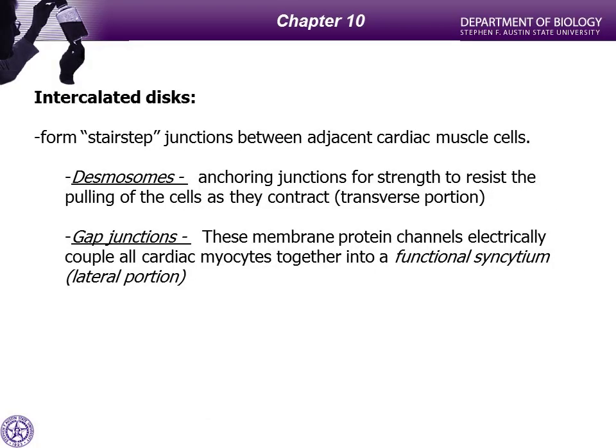So when we look at that intercalated disc, much like a staircase, we have a part that comes up and a part that goes across, the rise and the run of those stairs. Well, when we look at the rise or the transverse portion of that intercalated disc, we have these junctional complexes called desmosomes. I think we talked about them earlier in the semester with epithelium. These are the Velcro that hold the cells together. That's for strength. But then in the flat portion, the lateral portion, we have gap junctions, these tunnels that allow the cytoplasm of one cell to be continuous with the cytoplasm of another.